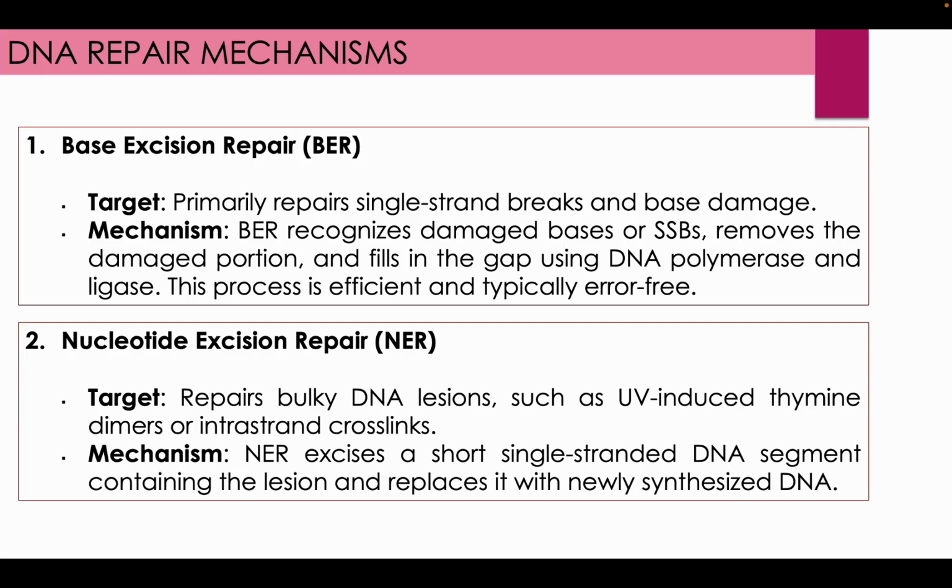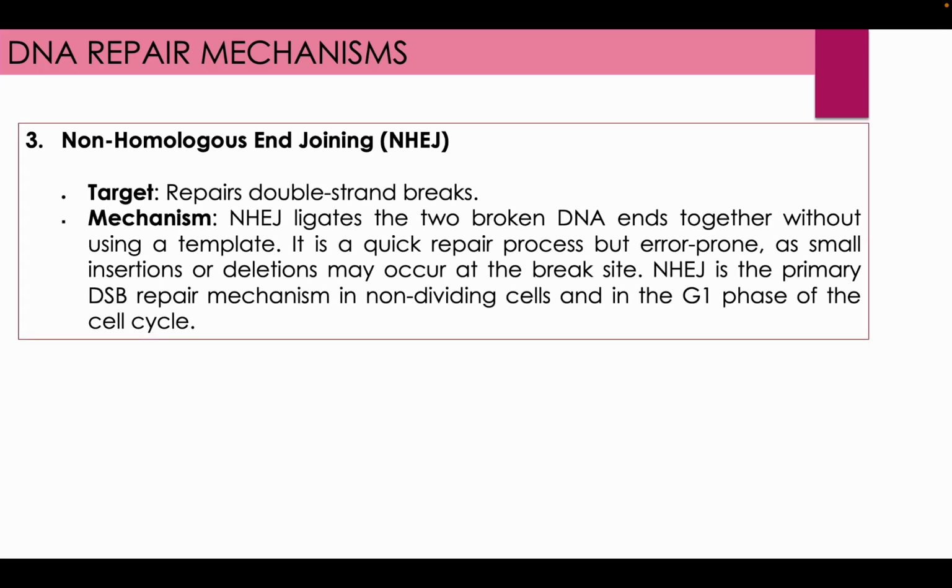Now, we also have the third one, which is the non-homologous end joining, NHEJ. Its target is to repair the double-strand breaks. Its mechanism is that NHEJ ligates the two broken DNA ends together without using a template. It is a quick repair process, but it is prone to error, as small insertions or deletions may occur at a break site. NHEJ is the primary repair mechanism for double-strand breaks. So this is the third one.